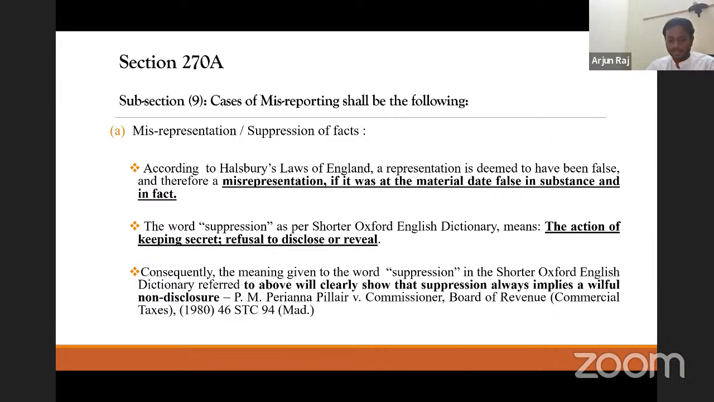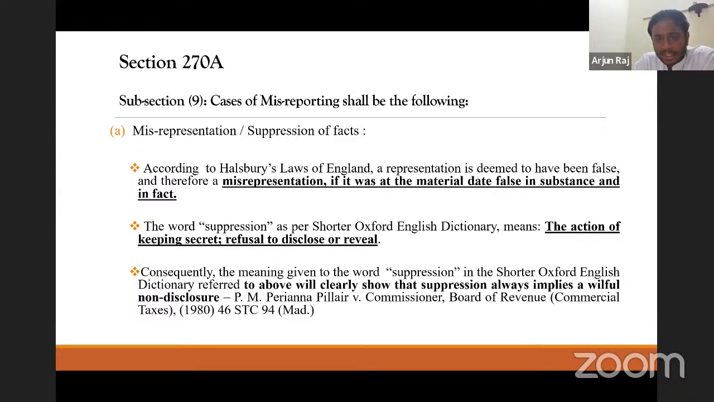If it falls within these 6 limbs of subsection 9, then it can be said that the underreporting is in consequence of misreporting. First limb, this is on the misrepresentation or suppression of facts.